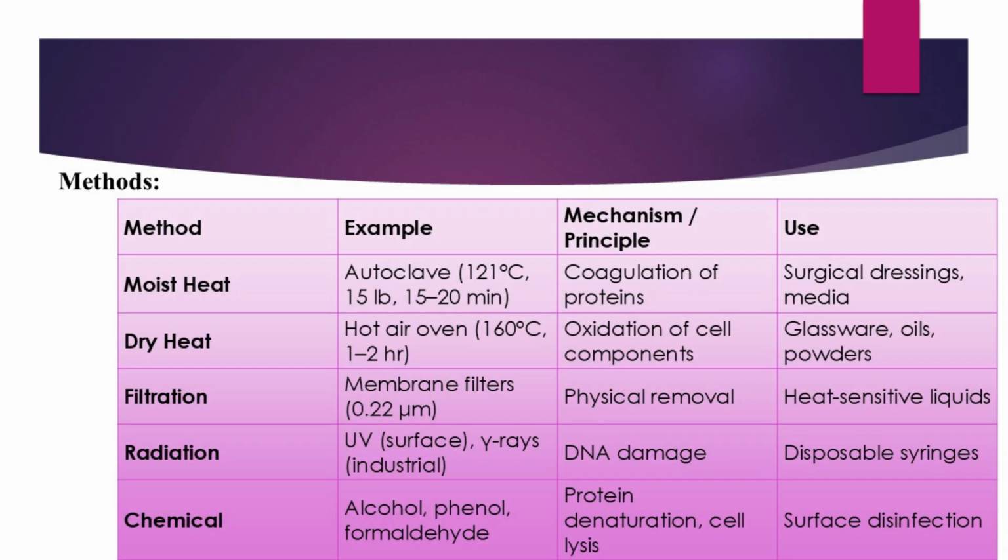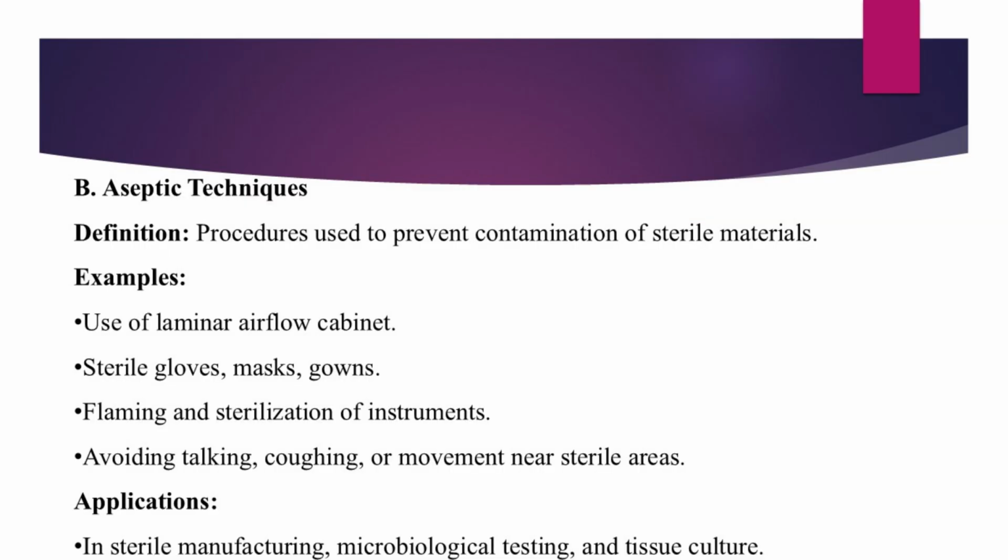Filtration. Example: membrane filters, 0.22 micrometers. Mechanism: physical removal. Use: heat-sensitive liquids. Radiation. Example: UV for surface and gamma rays for industrial use. Mechanism: DNA damage. Use: disposable syringes. Chemical methods. Example: alcohol, phenol, and formaldehyde. Mechanism: protein denaturation and cell lysis. Use: surface disinfection.